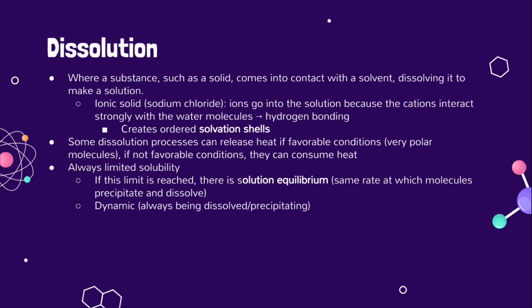Dissolution is a process where a substance, such as a solid, comes into contact with a solvent, dissolving it to make a solution. For ionic solids, the ions go into the solution because the cations interact strongly with the water molecules, creating hydrogen bonding. This creates ordered solvation shells.